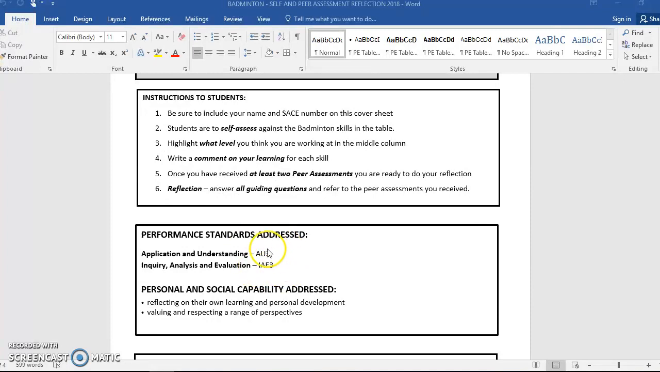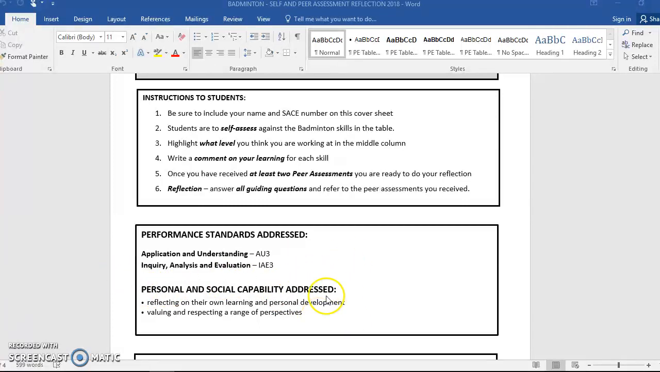We are addressing 2 performance standards, AU3 and IAE3. What does that tell us? That tells us that we're looking for a little bit of quantity with your response, but again, the focus is still on quality of answer and not just sheer volume of writing for 2 performance standards.